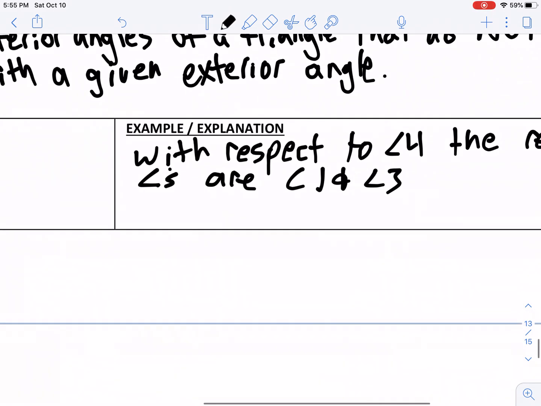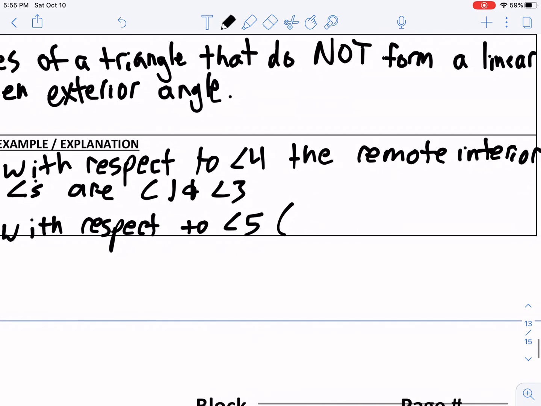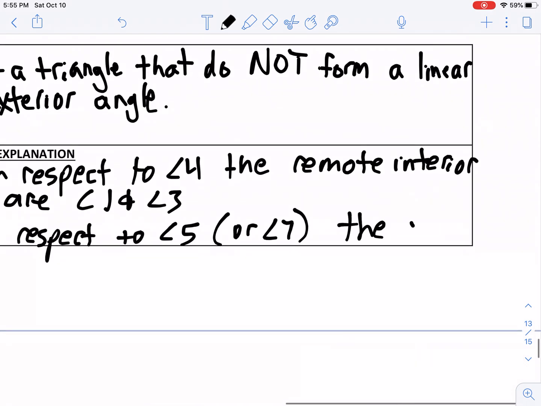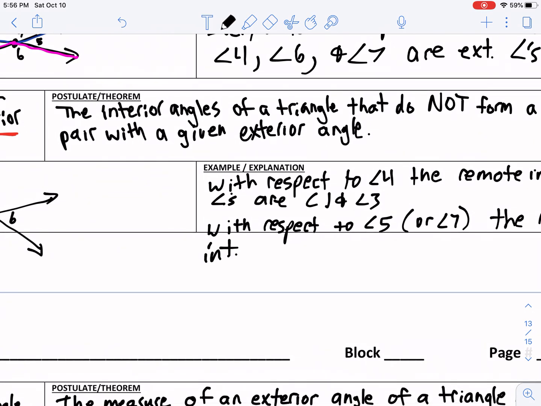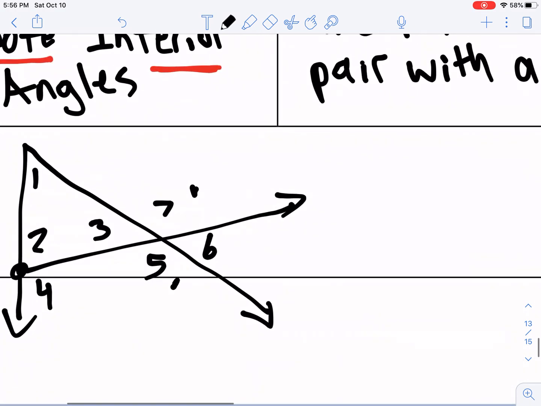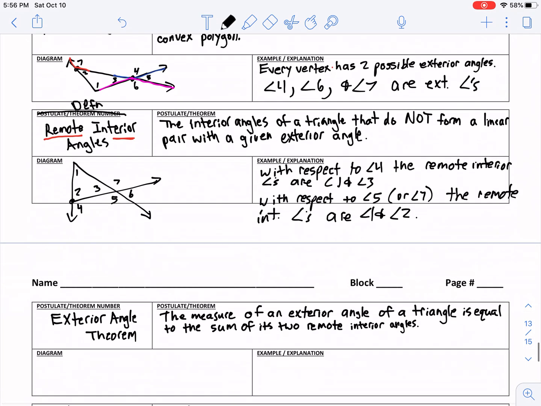Okay, then similarly with respect to angle 5 or 7, because it worked for 7 too. Remember, angle 7 had the same remote interior angles. The remote interior angles, I'm going to abbreviate it, those guys are angle 1 and angle 2. Okay, so for both 5 and 7, so for 7 and 5 here, the remote interior angles were angle 1 and angle 2. Okay, now it's important to know that because they play a large role in what we're talking about in these theorems. So that's what they are.